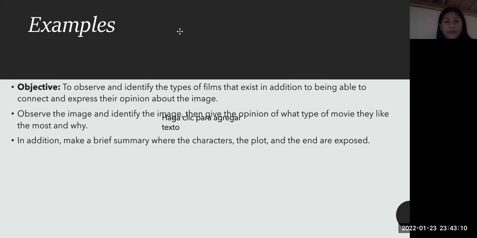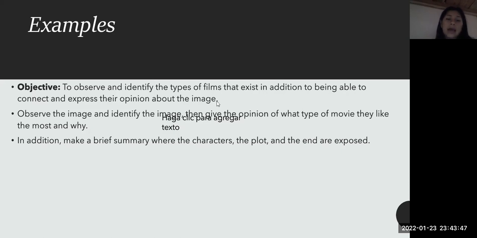For example, in this case, I prepared an example where the objective is to observe and identify the types of films that exist, in addition to being able to connect and express their opinion about the image. Okay, the image is, sorry, I can't share my screen very well. The image is a Spider-Man movie.